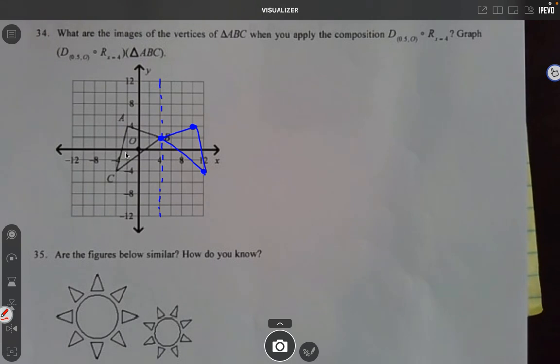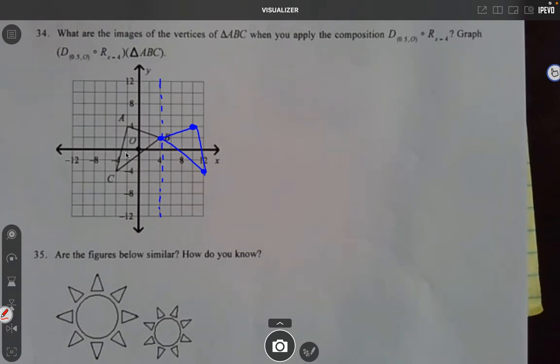Anybody else need a second? All I did was I reflected it over x equals 4. Partial credit so far. Now, if you do a dilation, you have to have numbers, okay? So that means I need to know what all these ordered pairs are, because I can't take half of them, right? I can't take half of a number if I don't have any numbers. So let's find out what they are.